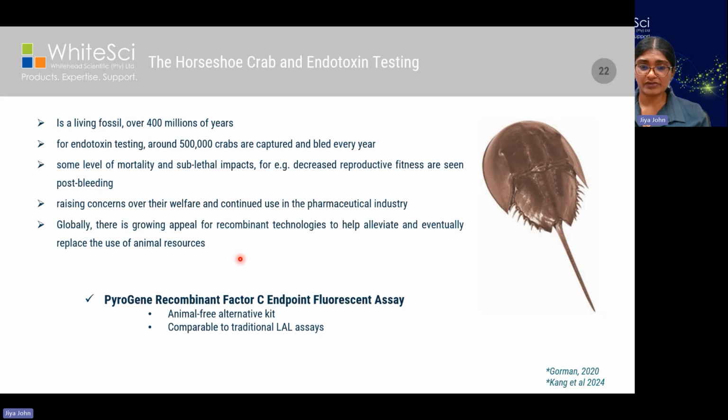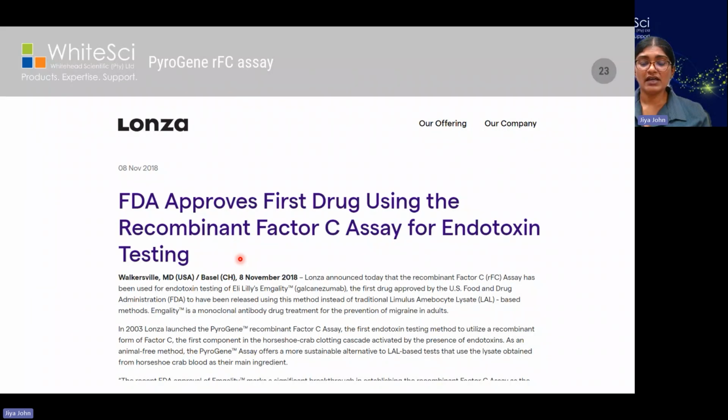It is an animal-free alternative kit, and studies have shown that it is comparable to the traditional lab assays. So LONZA was way ahead in their thinking. Back in 2003 already, they had manufactured their first endotoxin kit based on this recombinant technology using recombinant factor C.